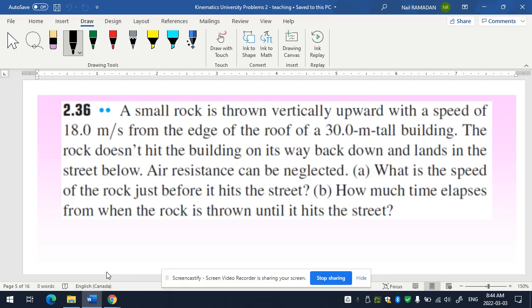The rock does not hit the building on the way back. So what does that mean? Look, it starts at 30, reaches definitely some kind of a max height, and then what starts? And apparently it doesn't hit the roof. So what's the eventual fate for it? It will actually go all the way to the ground. That's basically what they're saying. And lands on the street below.